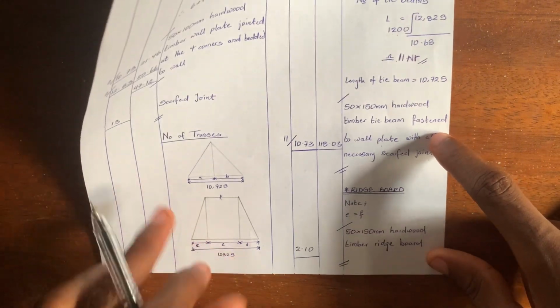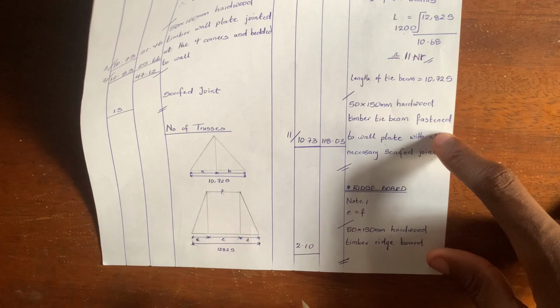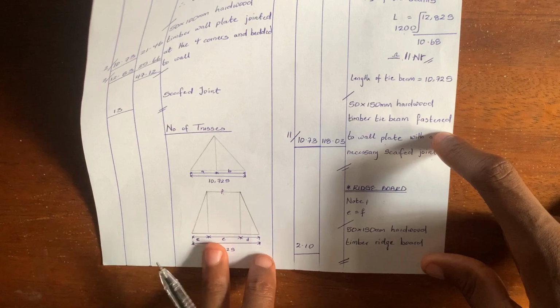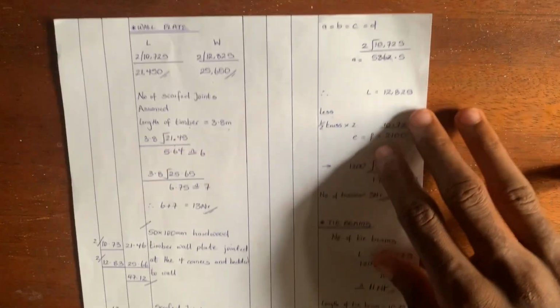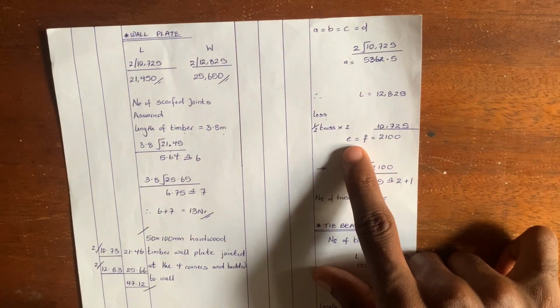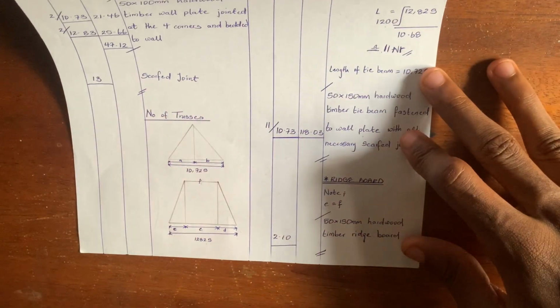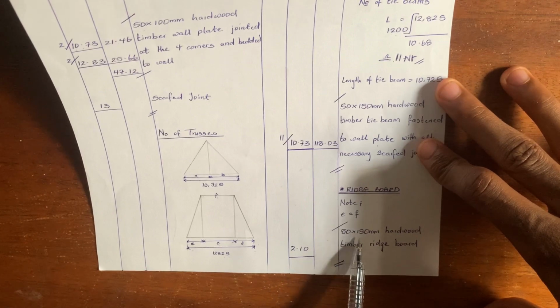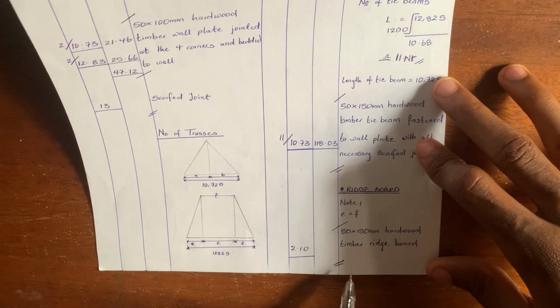Now the next thing we are going to be booking for is our ridge board. There is no need for waste calculation here because we have already calculated this when we were determining the number of trusses, and we calculated previously that the length of our ridge board, which is F, is 2,100. So all you need to do now is to book. The dimension of our ridge board in the specification is 50 by 150 mm. So we'll describe 50 by 150 mm hardwood timber ridge board, and then you close.